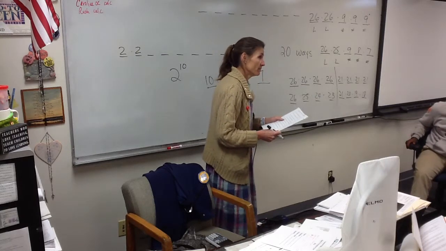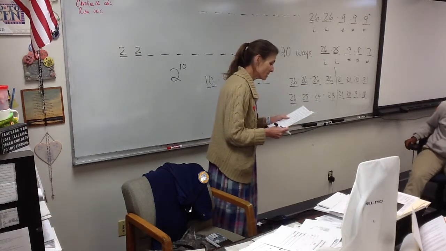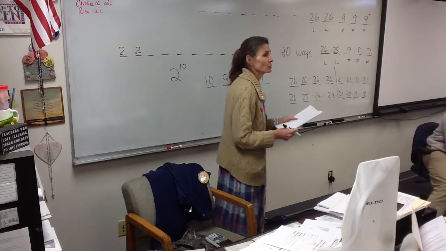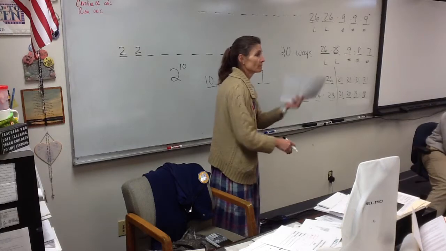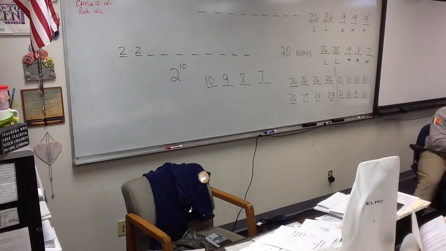All right, you ready for number 15? Here we go. A baseball team has 9 starters. How many different batting orders are possible? 9 factorial. It's 9, 8, 7, 6, 5, 4, 3, 2, 1. Does that make sense to you?